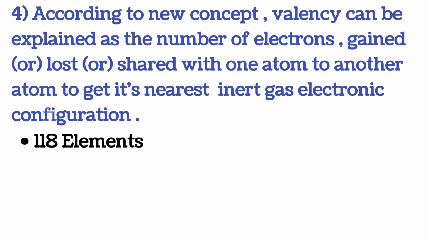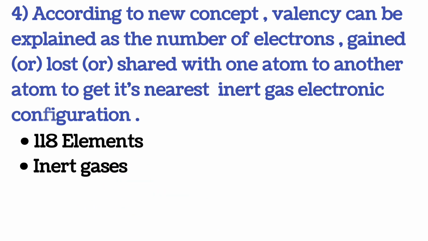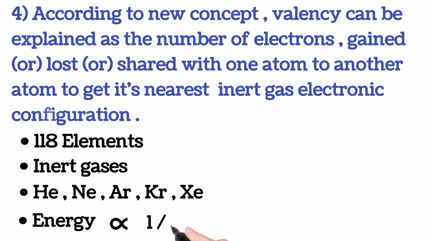Actually, in the universe, there are 118 elements. Out of these elements, only a few are stable. Mostly, inert gases are stable. All the remaining elements are unstable, because they have more energy. If these atoms lose energy, then they will get stability, because energy and stability are inversely proportional. Atoms will lose energy by gaining, losing, or sharing electrons.